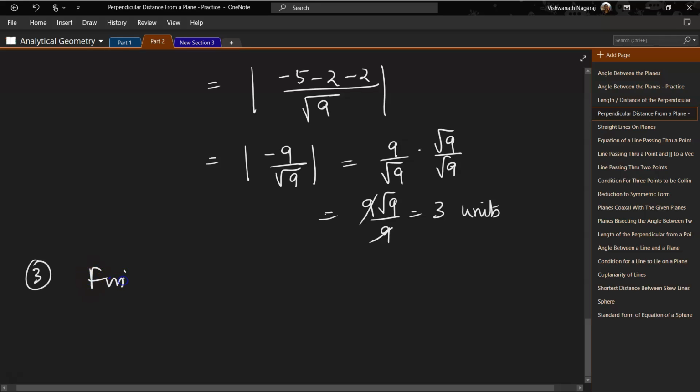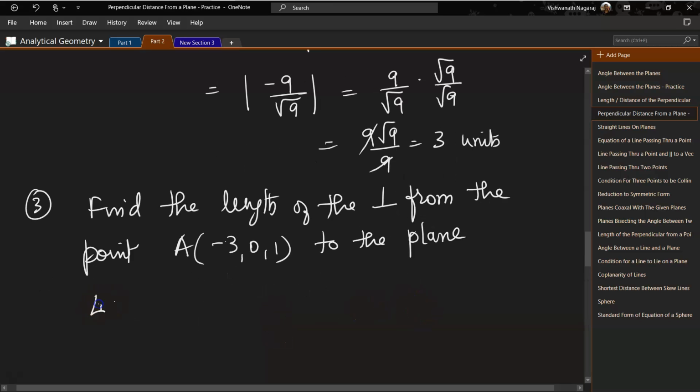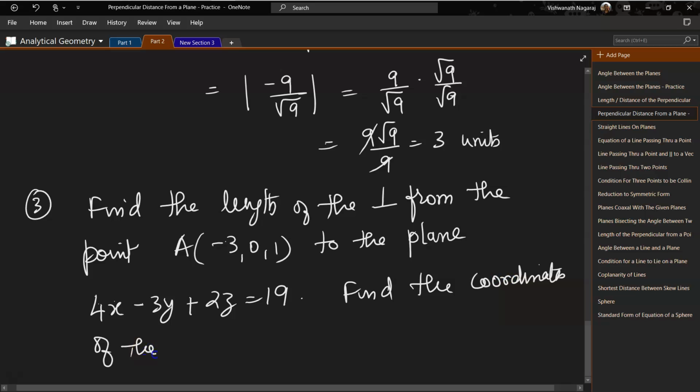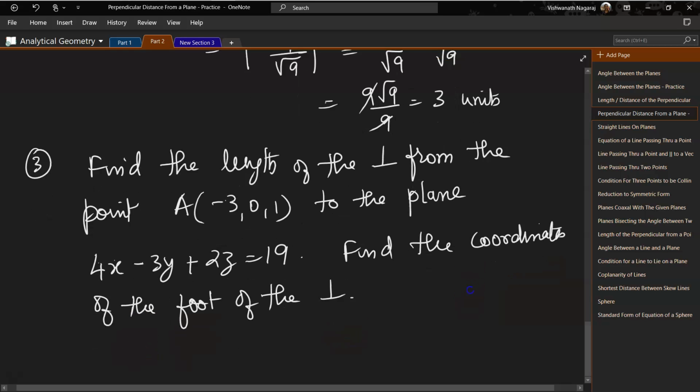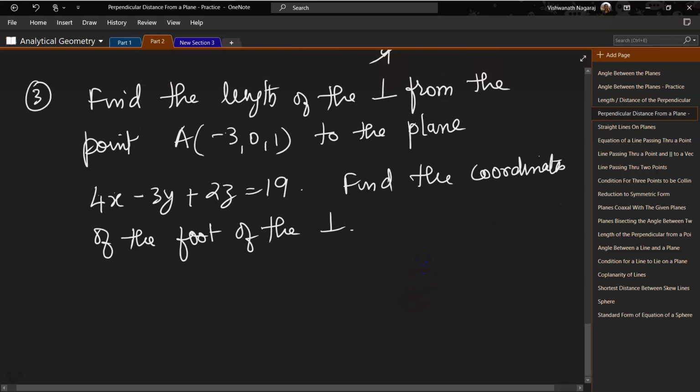Okay, find the length of the perpendicular from the point, let's say A (3, 0, 1), to the plane given by 4x minus 3y plus 2z is equal to 19. And not only that, we have to find the coordinates of the foot of the perpendicular. Yes, that is the point which touches the plane.